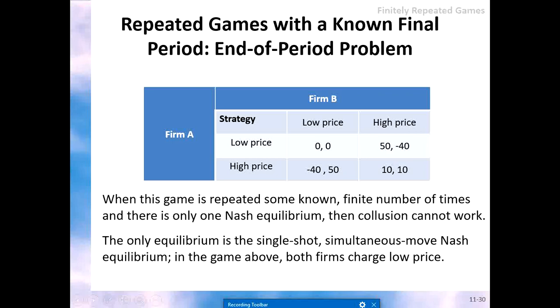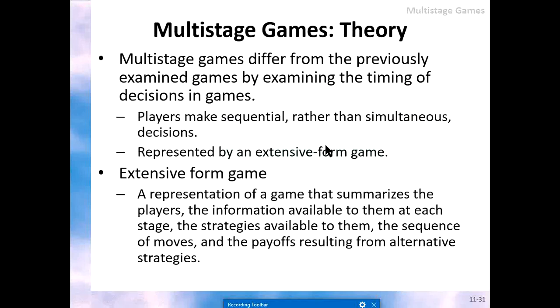And if firm A, so if I get less than 50, it means one of them, let's say firm A or B, has an incentive to cheat. So firm A knows that firm B has an incentive to cheat. Firm B also knows that firm A has an incentive to cheat. Therefore, both of them will charge a low price and they will get 0-0, and this is the Nash equilibrium.